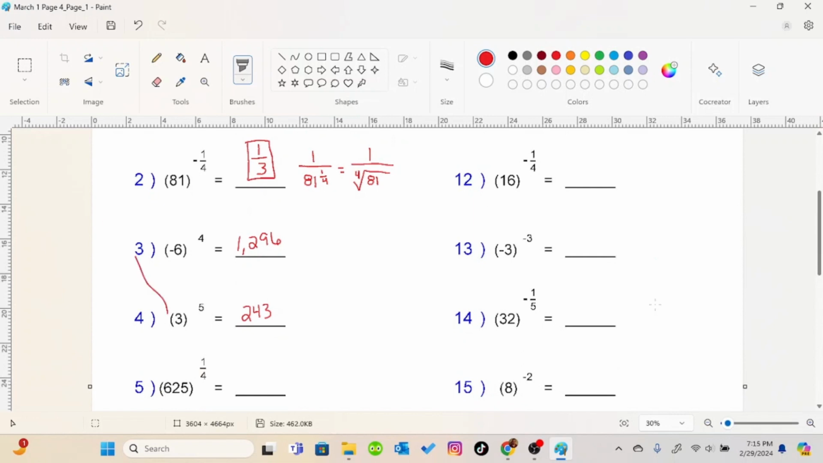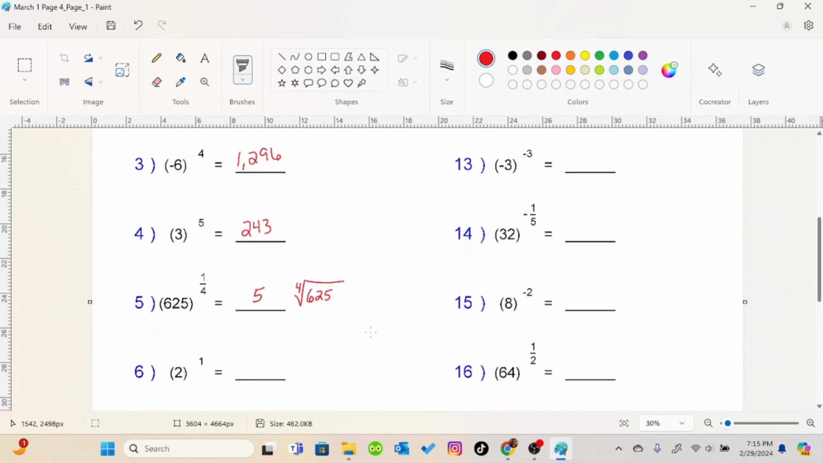Number 5, we have 625 to the power of 1/4. That fractional exponent tells us we need the fourth root of 625. A number that when multiplied by itself 4 times will give us 625. And that number is 5. Number 6, we have 2 to the power of 1. Anything to the power of 1 is itself. So this answer would be 2.